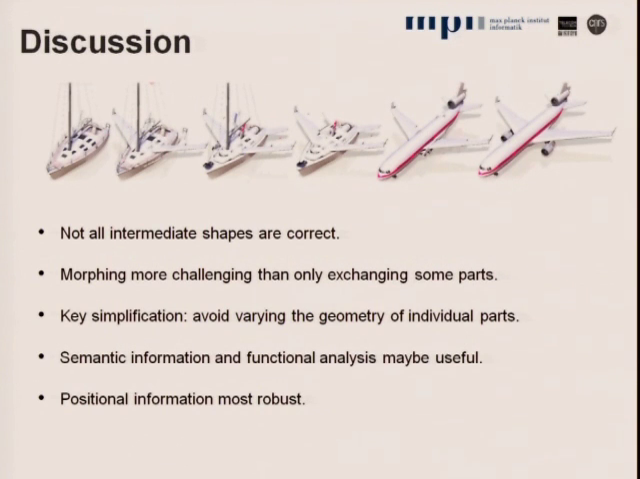So, the discussion: obviously not all intermediate shapes are correct. This is natural for an automatic method, right? Another point is that morphing is more challenging than only exchanging some parts. You could look at all the models that come out, apply some criteria, and present only the good ones to the user. But if you have a slider interface where you have to generate something for each slider position, it is much harder, because for some of them even a human could not figure out how to assemble these parts, right?